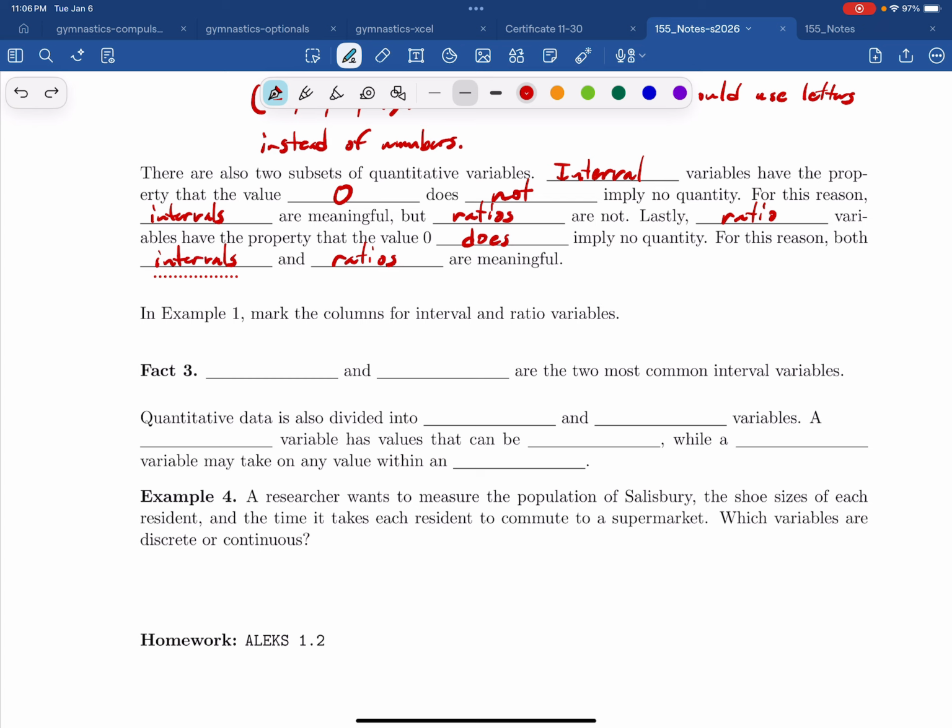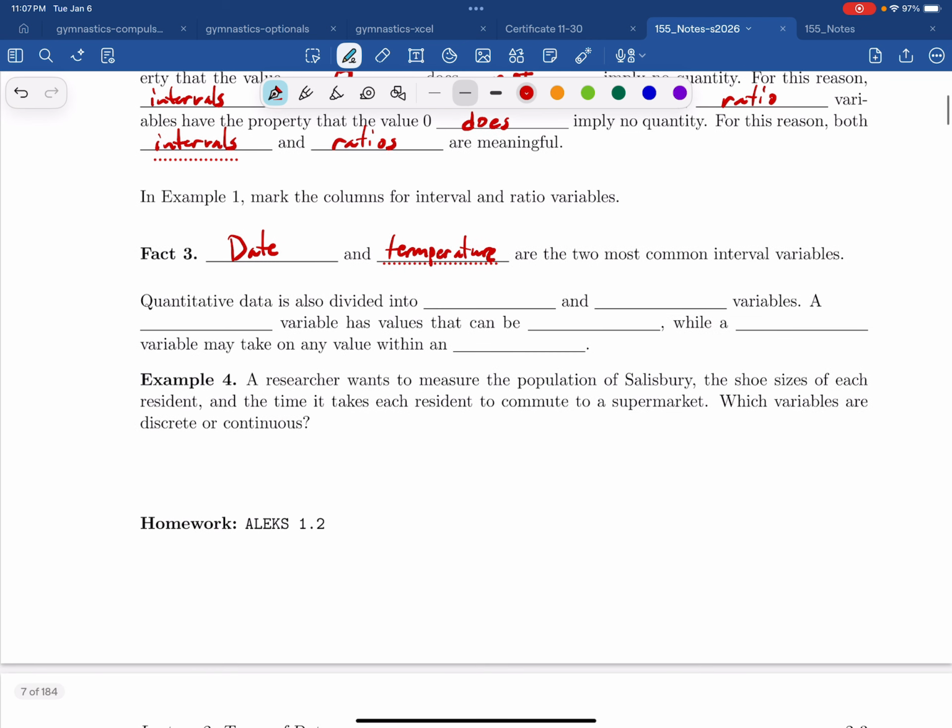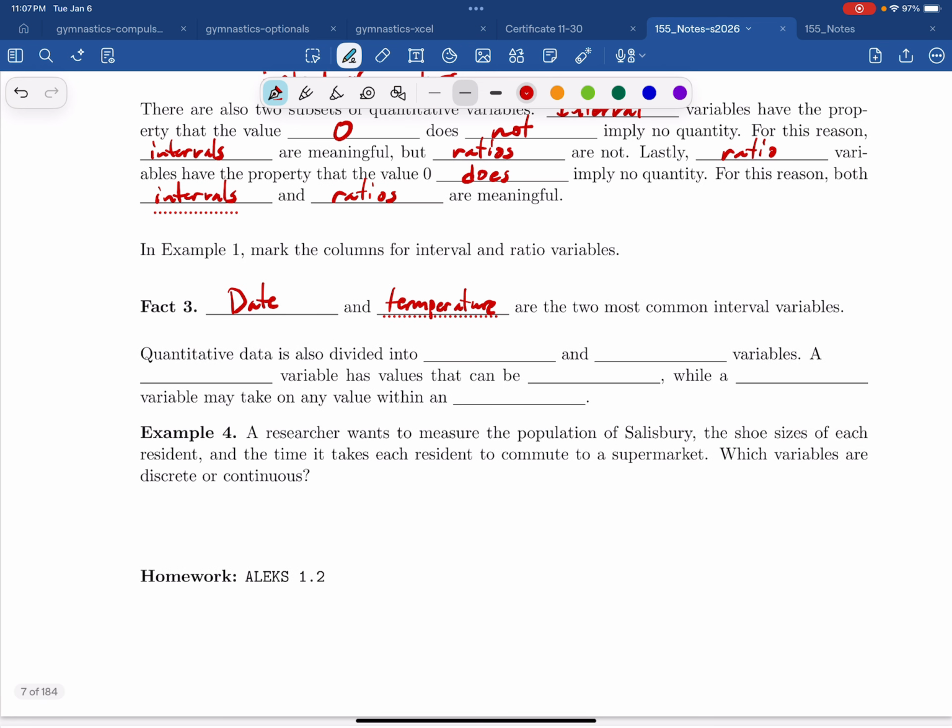So, just a little fact, you don't see interval data too often. So just to let you know, date and temperature are the 2 most common interval variables. Another example could be if you're into sports, boxing and mixed martial arts, the 10 to 9 scoring system, that's interval level data, as is gymnastics and probably figure skating scoring, where, again, interval comparisons make sense, but ratios just don't.